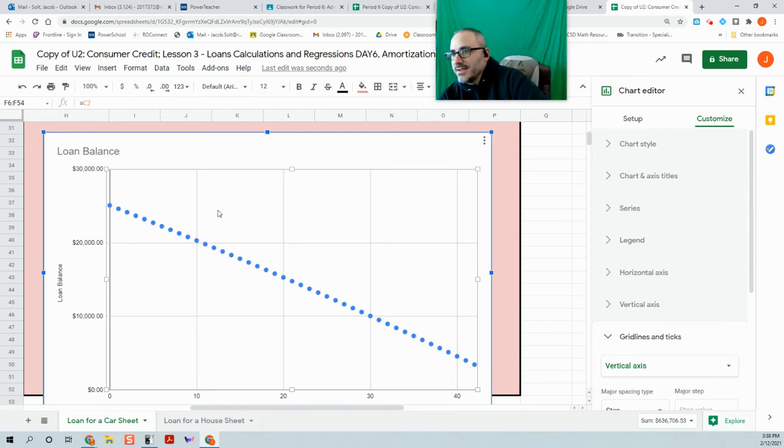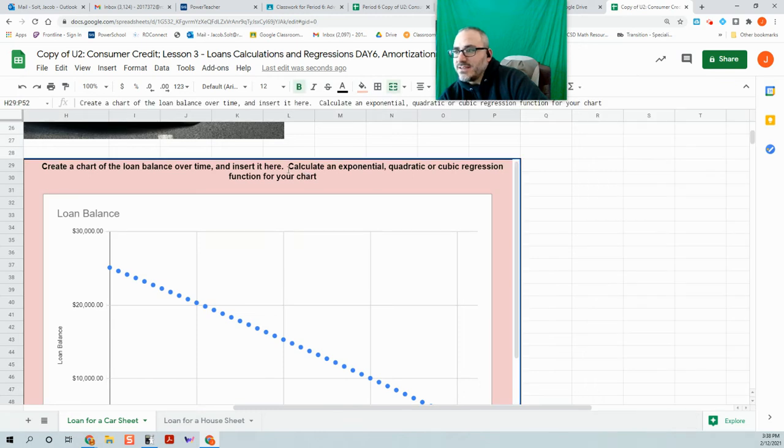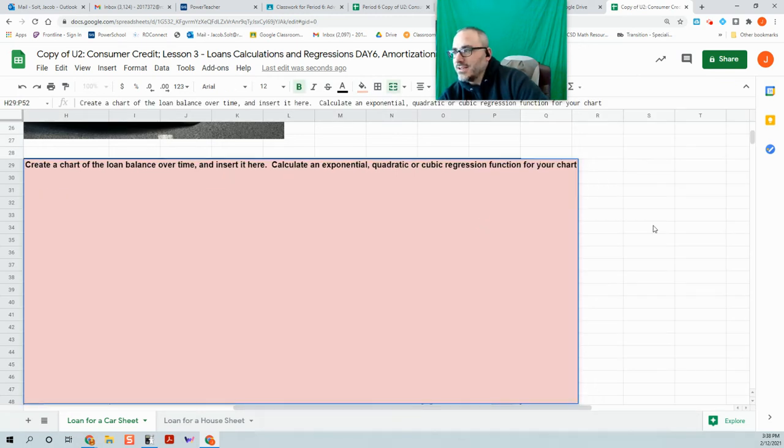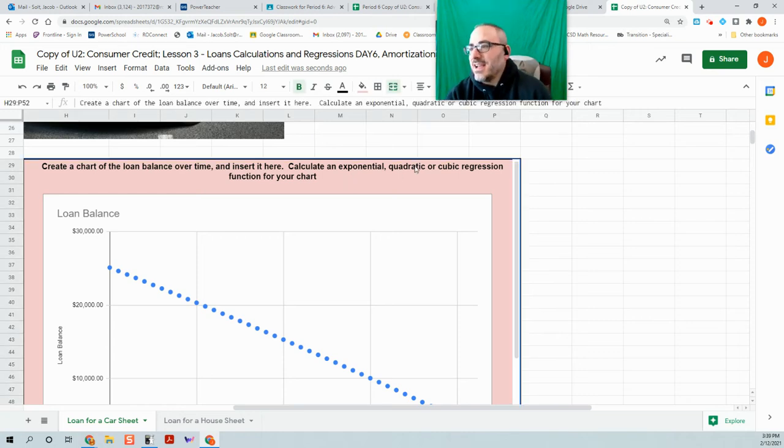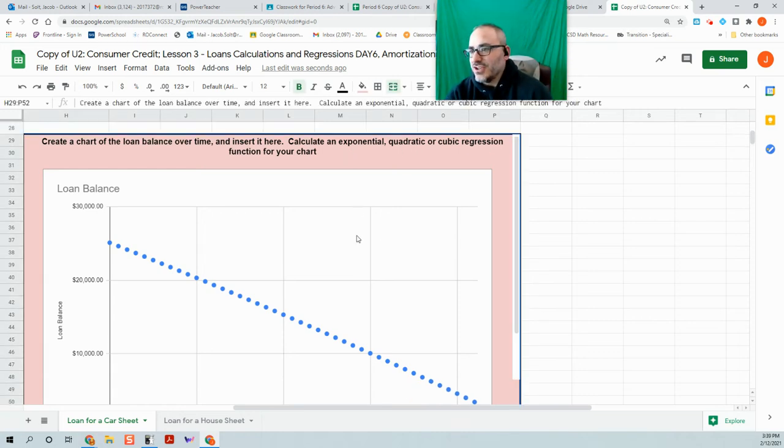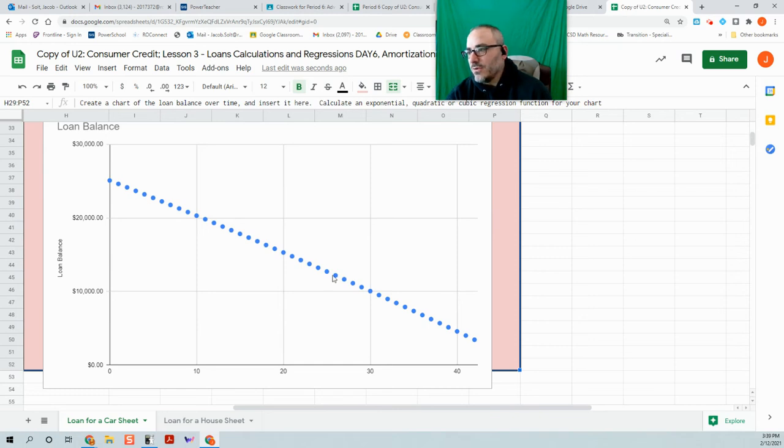Okay, now what does it else ask? It says calculate. Whoop! What did I do? I don't want to do that. I want my chart back. Okay. Oh, if I click on it, it makes it look like the chart goes away, but it's really not. Okay. Calculate an exponential, quadratic, or cubic regression function for your chart. So we need to do a little regression using this scatter plot.